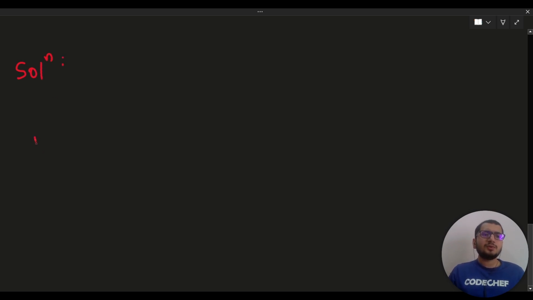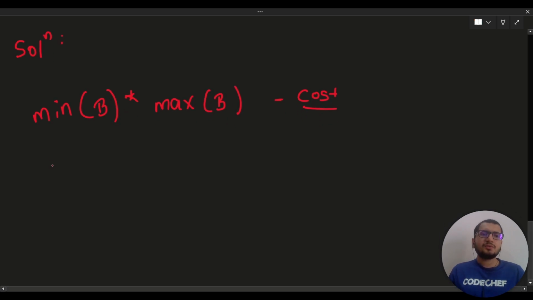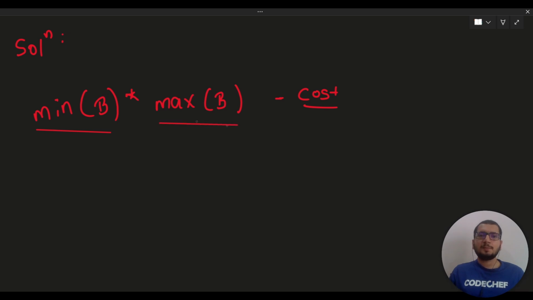So what we want to maximize is nothing but the element that we have in B, the minimum, and the maximum that we have here. For now, let's keep aside the cost, because cost we cannot change. So what we have to do is either increase the value of this element, or increase the value of this element. But the maximum of B cannot be increased.